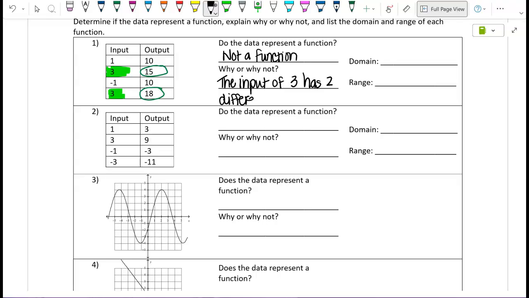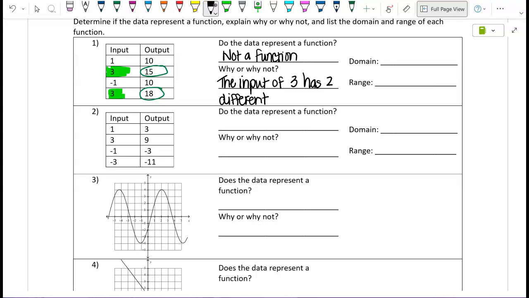So when we're focusing on either a table, a mapping, or a set of ordered pairs, we're looking to see, do we have an x value that has two different y values? That is the key to, is it a function or not? Now, whether it's a function or not, it still has a domain and a range. We still have an input and an output for this. So we still have to list this.